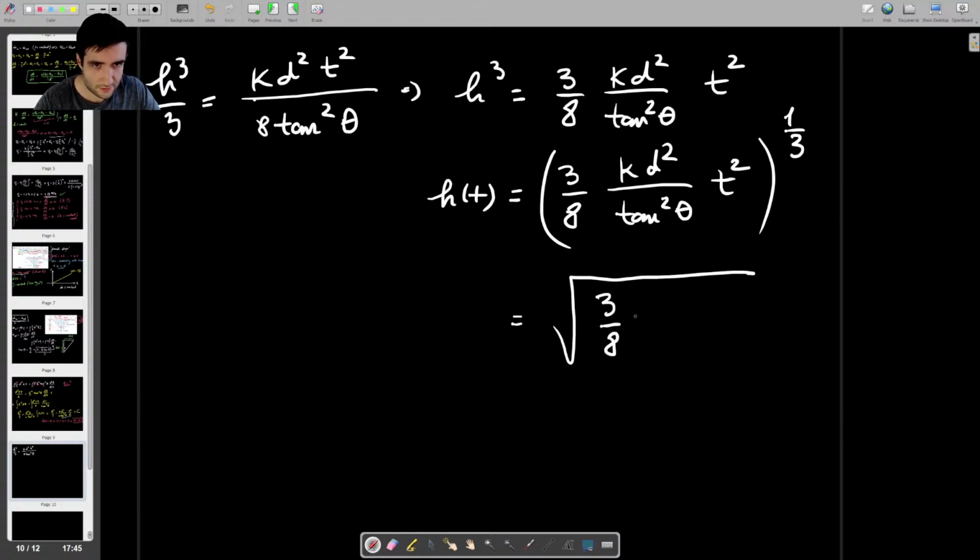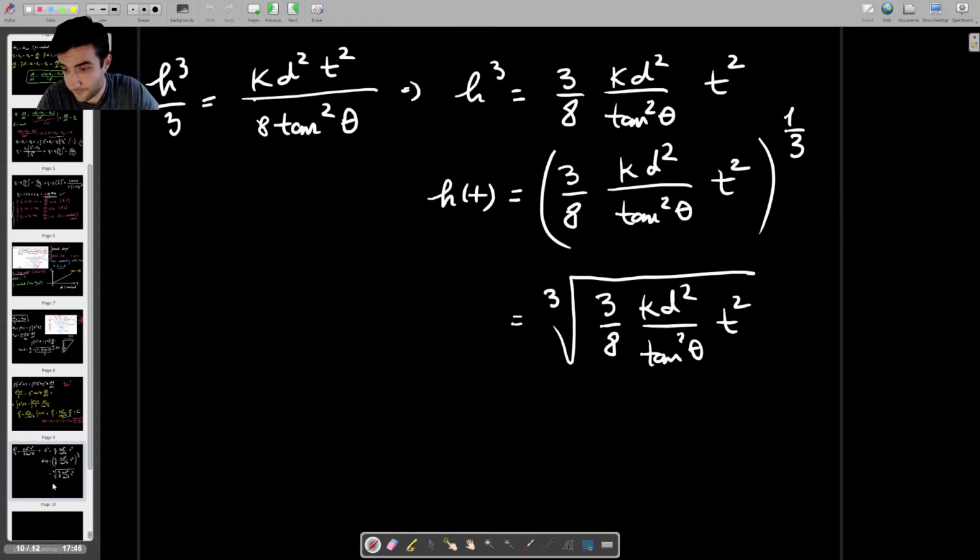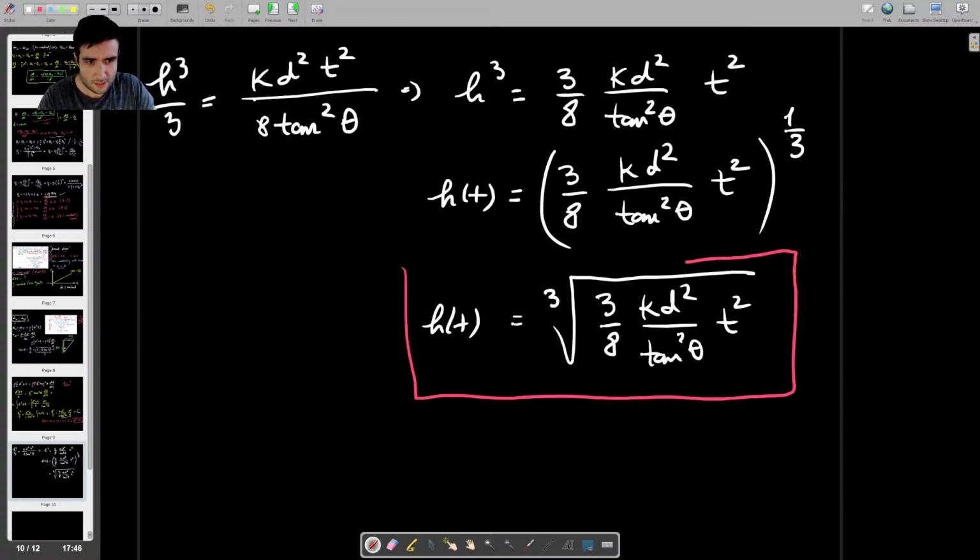So 3 over 8 kd squared over tan squared theta t squared, and this is the cubic root of that expression there, and that's it. So that's pretty much the answer. And obviously we don't have any numbers, but we don't really need them. So what we have here, on the other hand, is an explicit expression of h as a function of time.